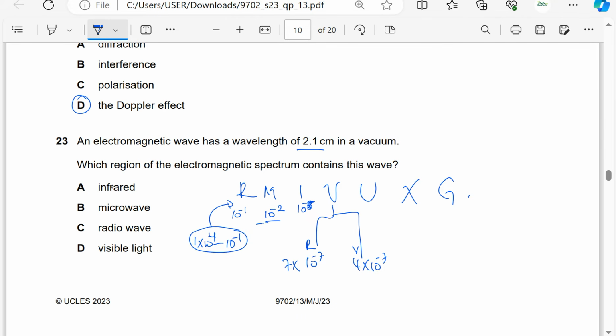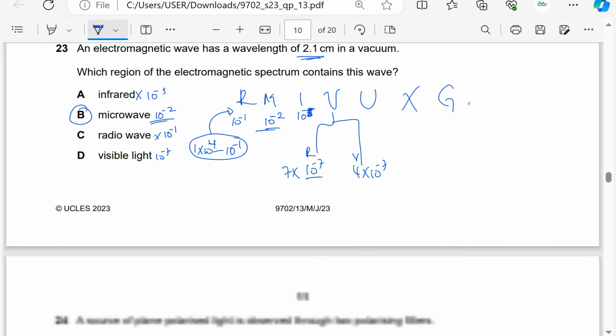So the next region is micro. So this is times 10 power minus 2 in meters. So this must be microwaves. So the answer here is going to be B, microwaves. It can't be infrared because infrared is 10 power minus 5. Radio waves maximum is 10 power minus 1. Visible light is 10 power minus 7. This minimum is 10 power minus 1. This is around 10 power minus 5. So 10 power minus 2 is automatically microwaves.